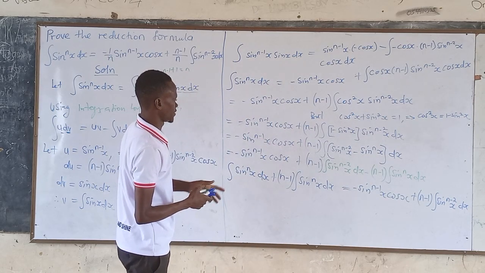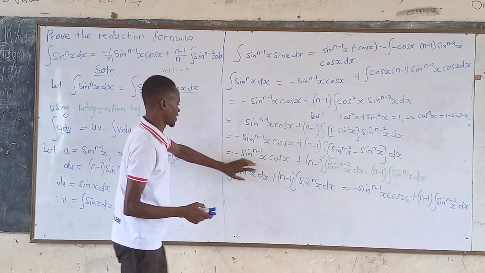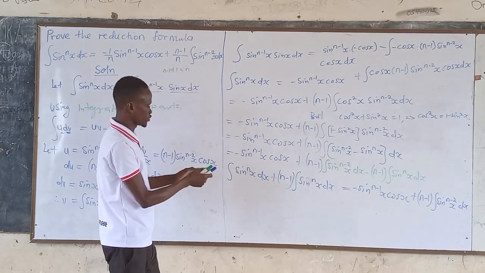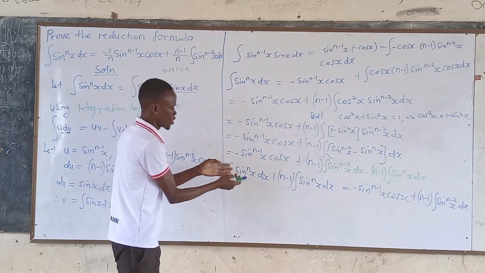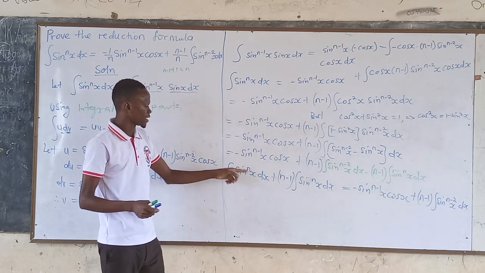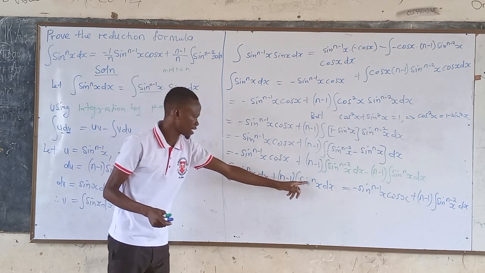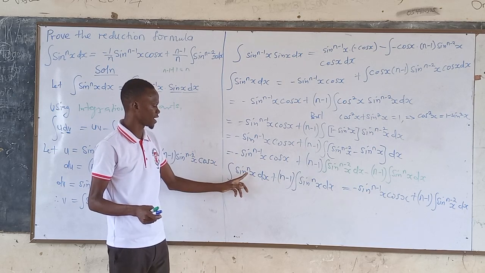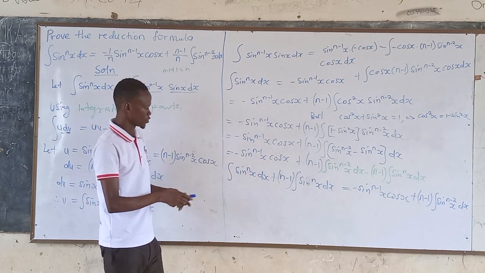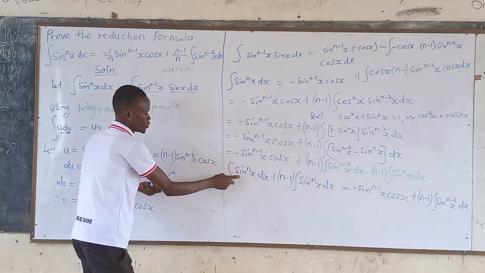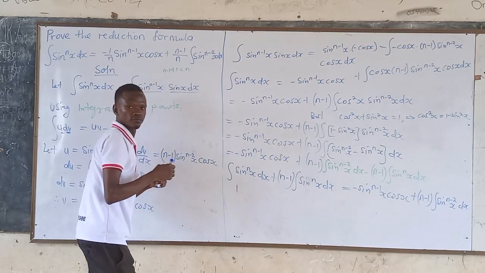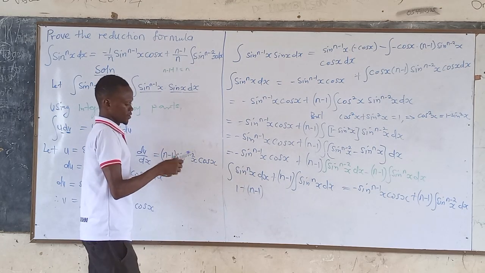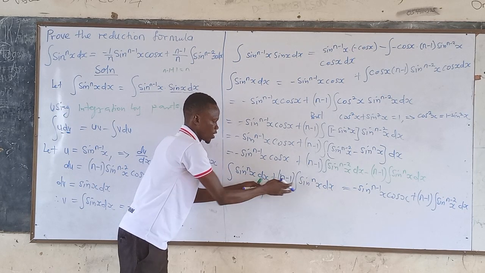If I bring this one to this side, it remains that. So now from the left hand side, let us do some manipulations. The common term there is sine x raised to the power n. So I can factorize the common term, which is the integral of sine x raised to the power n, out. If I factorize it out, what will be left here will be 1, then plus n minus 1. If I factorize it out, I will be left with this.